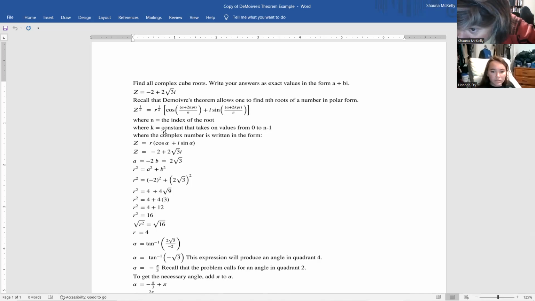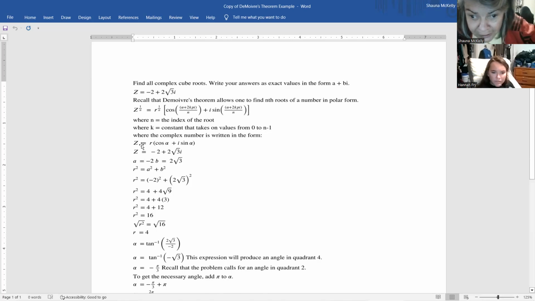Now, I said watch out for this. Where the complex number, Z, is written in the form R cosine theta, I sine theta. In this case, I used alpha. You'll see why I used alpha and not theta here, but it's the same. So far, are you okay? Yes. You're good here. All right.